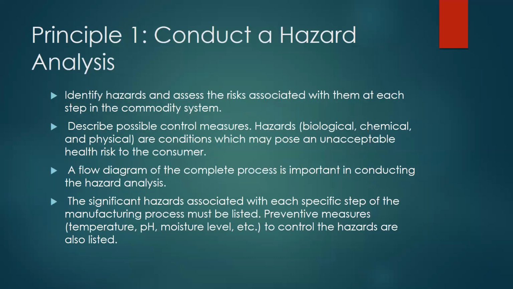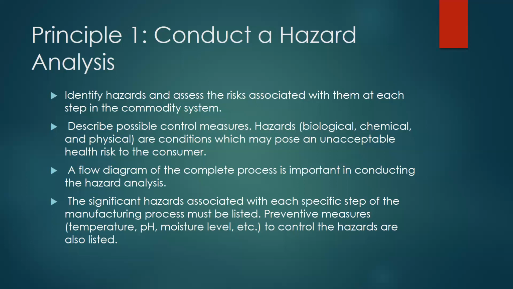The first principle is to conduct a hazard analysis. Identify the hazards and assess the risks which are associated with them at each step in the commodity system. So the first and foremost step is to identify the hazard and assess the risk associated with it at each step. And next is describing possible control measures. First is identification of the hazard, then the risks associated with it, and then the possible control measures.